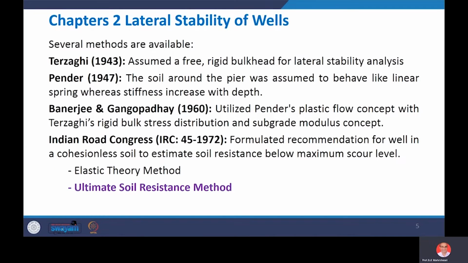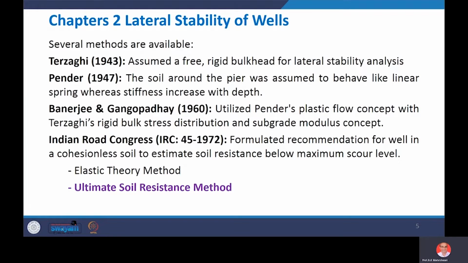As discussed in the last lecture, the 28th lecture, there are 4 different methods for lateral stability of wells. Terzaghi, we have discussed in detail. Pender and Banerjee and Gangopadhyay, that is also discussed. And the last method, the 4th method, is by the Indian Roads Congress, called the IRC method, which is from IRC 45, 1972, and formulated recommendations for wells in cohesionless soil to estimate soil resistance below maximum scour level.